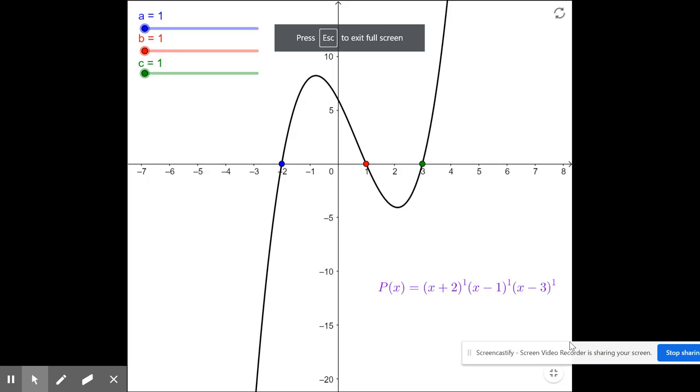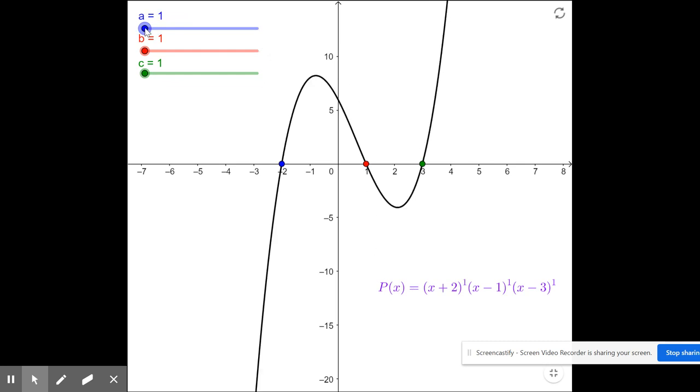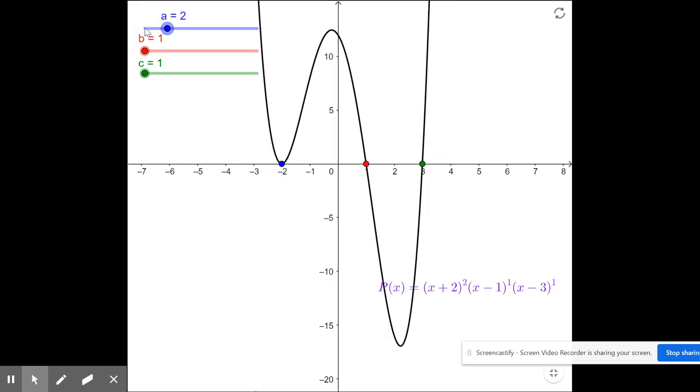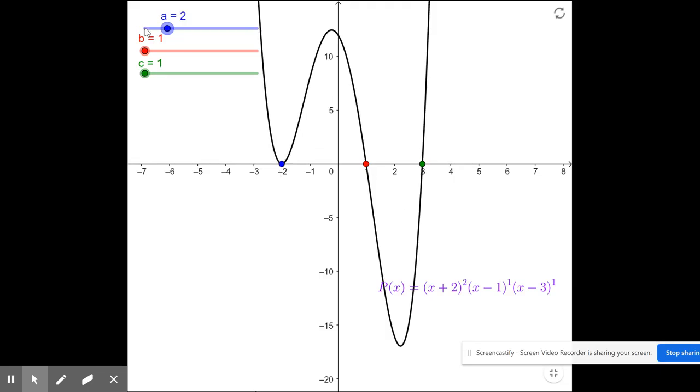All right, so here's our function. And right now, all of our powers are 1. I want you to focus on A and what's happening. Now A is 2. This is A is 1. Look at the blue dot. This is A is 2. When it was 1, it was crossing the x-axis, and when it's 2, it's touching and bouncing off the x-axis.